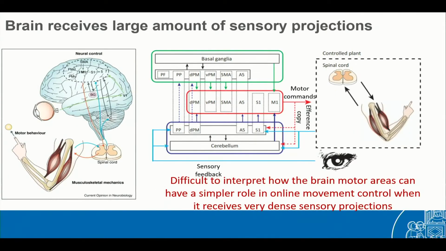So we should consider that the brain receives a large amount of sensory projections, and it is not always easy to understand which area is responsible for what kind of behavior, since there are several connections inside, and some of them are still not clear in the brain.